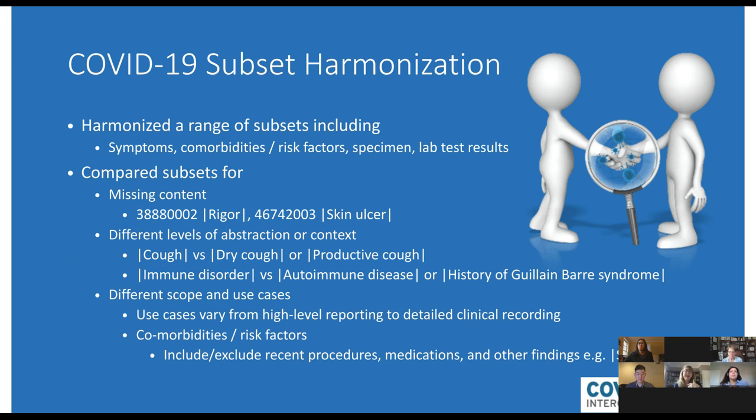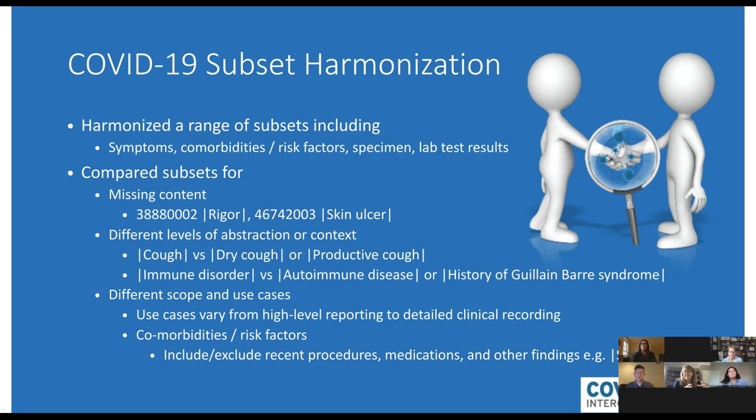We also looked at cases where the subsets used different levels of abstraction or context. For example, one of the symptom subsets used cough, while another one was using dry cough and productive cough, which are more specific. Similarly, one subset included immune disorder, while another included autoimmune disorder and history of Guillain-Barré syndrome from the situation hierarchy. It became evident that the level of detail and context required by concepts depends on the use case, the scope and context of the data element that the subset was being designed for.